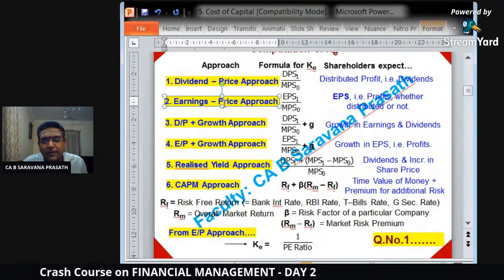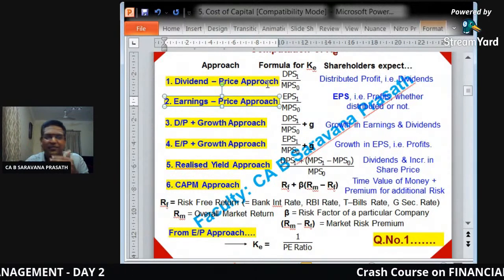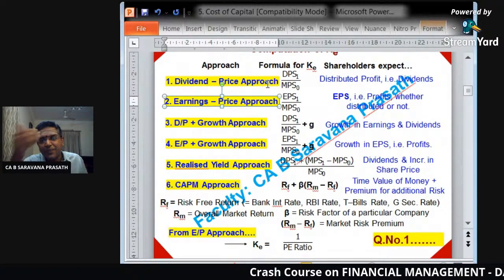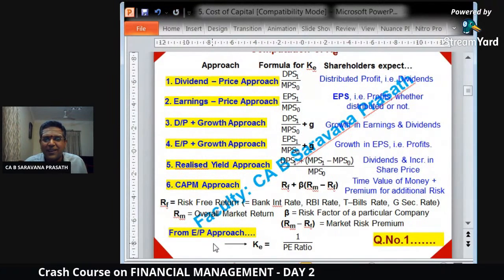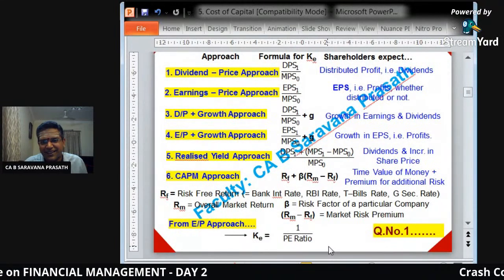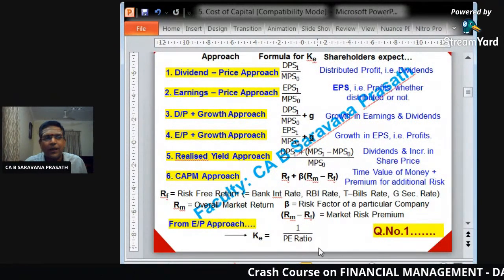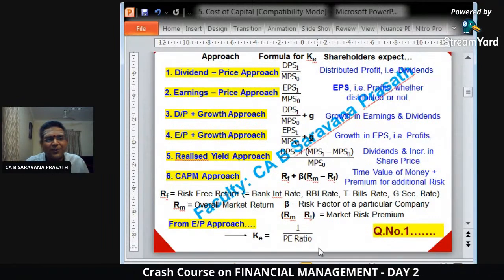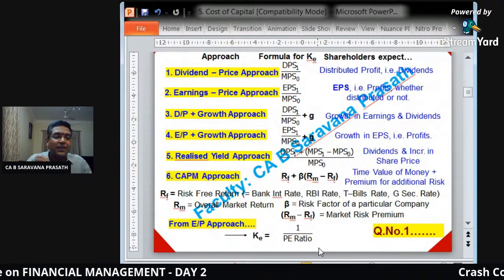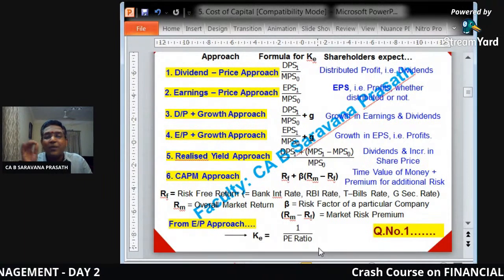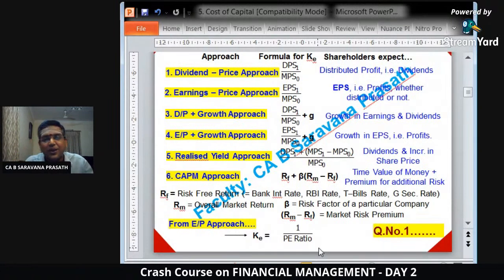Now the earnings price approach is the exact inverse of that. So EPS divided by market price. The relationship between EPS and the cost of equity is such that 1 divided by the P/E ratio is equivalent to the cost of equity. Suppose the P/E ratio is 5 times. 1 by 5 is equivalent to 20%. Cost of equity is equivalent to 20%.